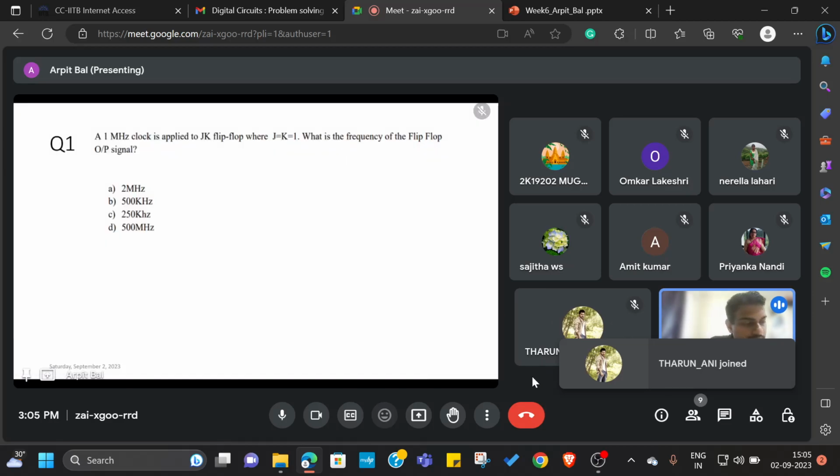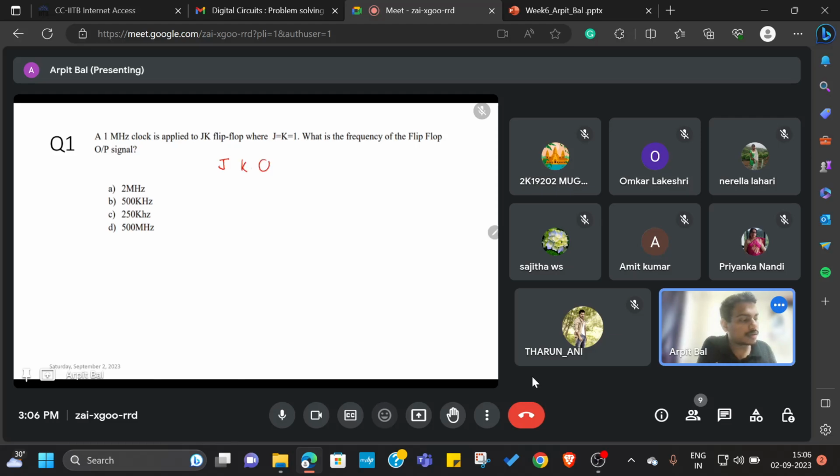The first question is: we have a 1 megahertz clock that is applied to a JK flip-flop, and the inputs to the JK flip-flop are J equal to 1 and K equal to 1. We have to determine the frequency of the flip-flop output signal. Let us first see what J equal to 1 and K equal to 1 does. Let me write down J, K, Q, Q plus, where Q refers to the present state and Q plus refers to the next state.